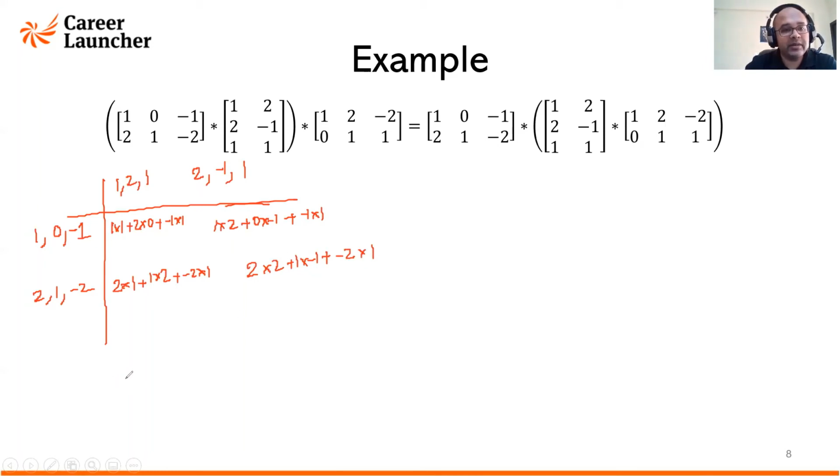So here the multiplication becomes 0, 2 minus 1 is 1. 2 plus 2, 4. 4 minus 2 is 2.